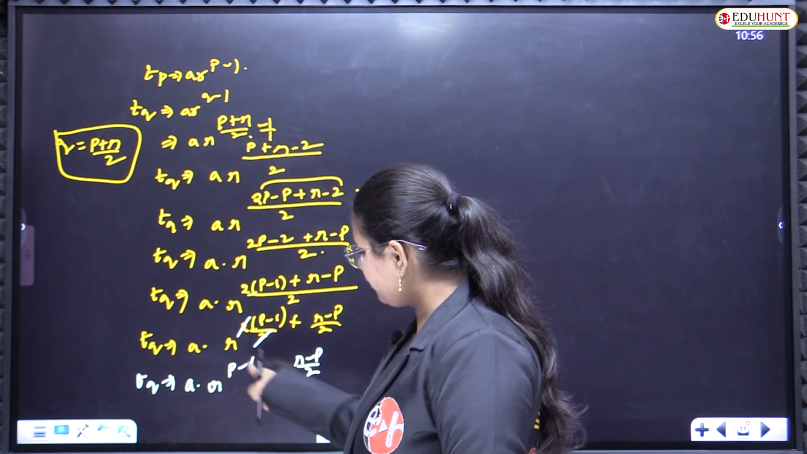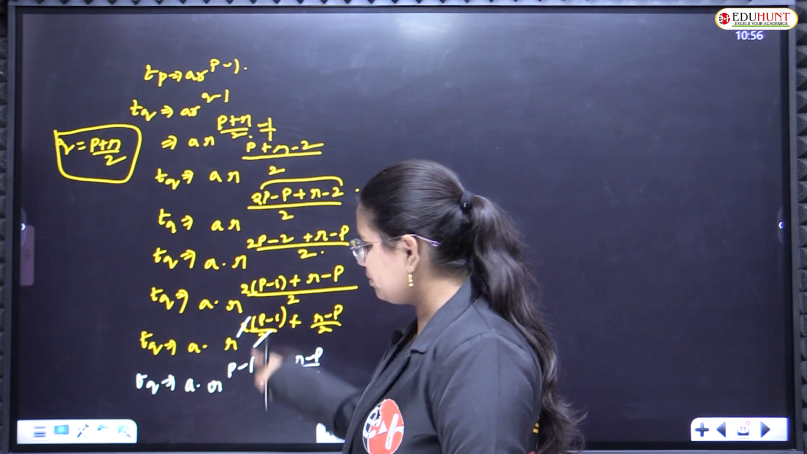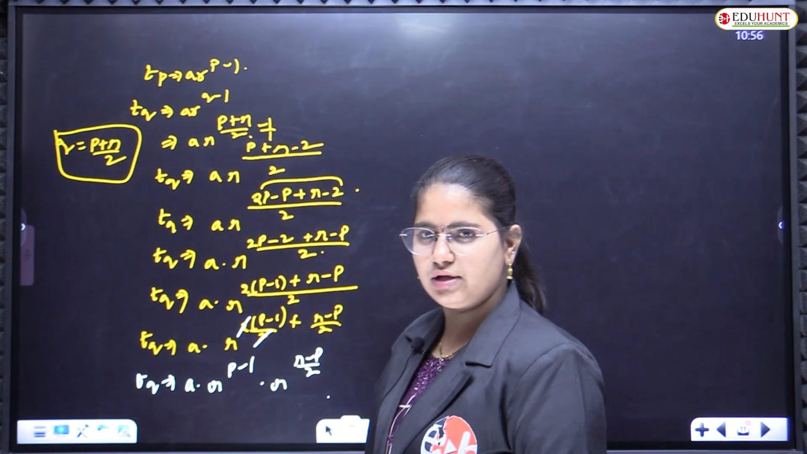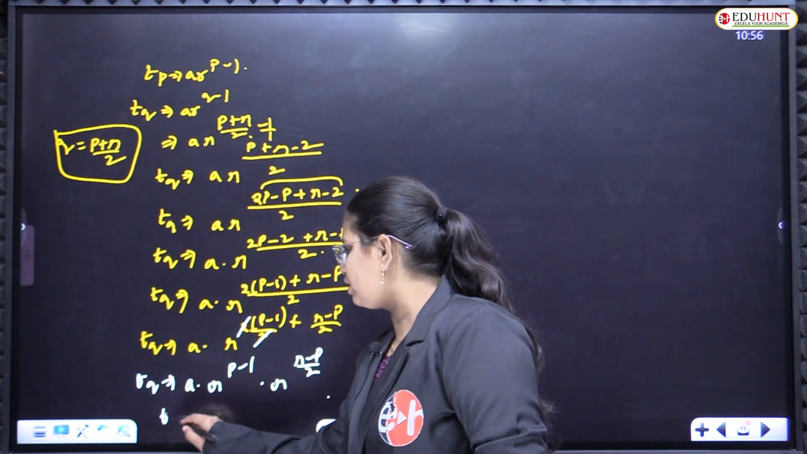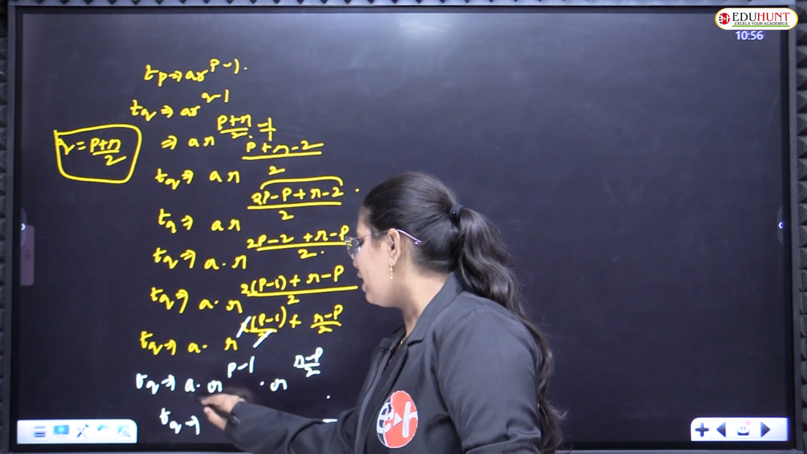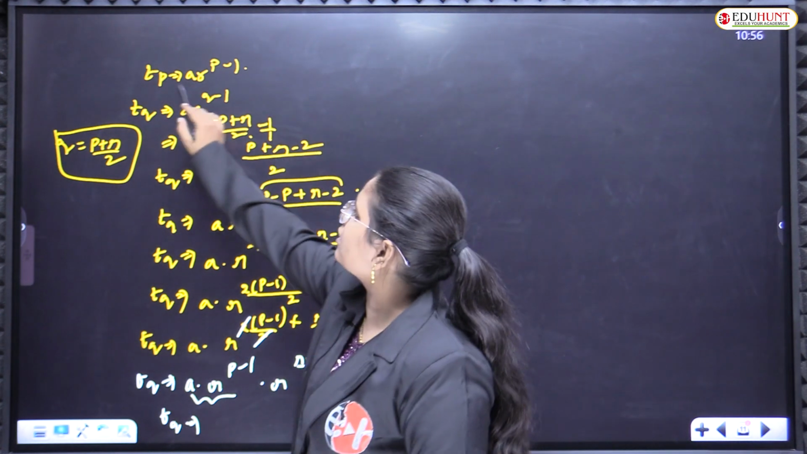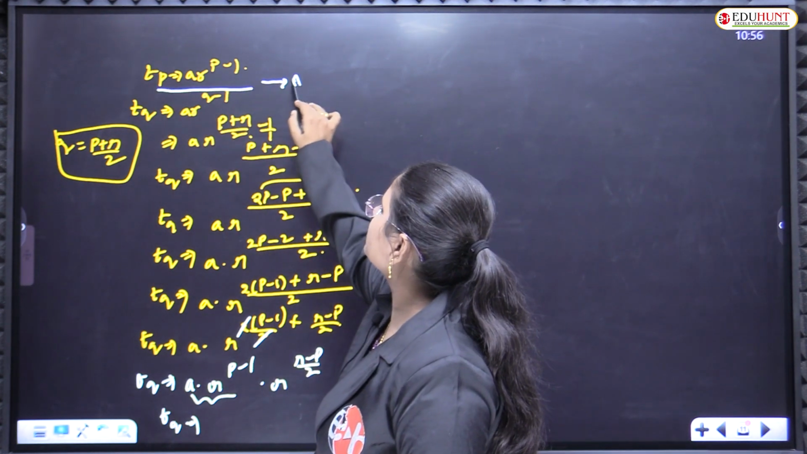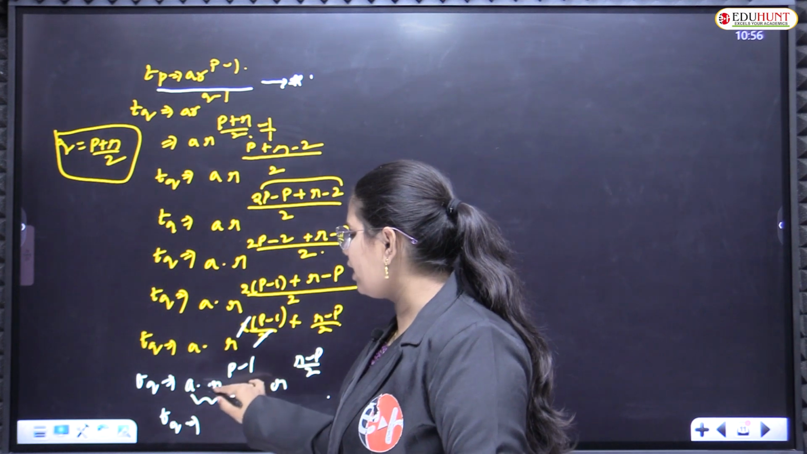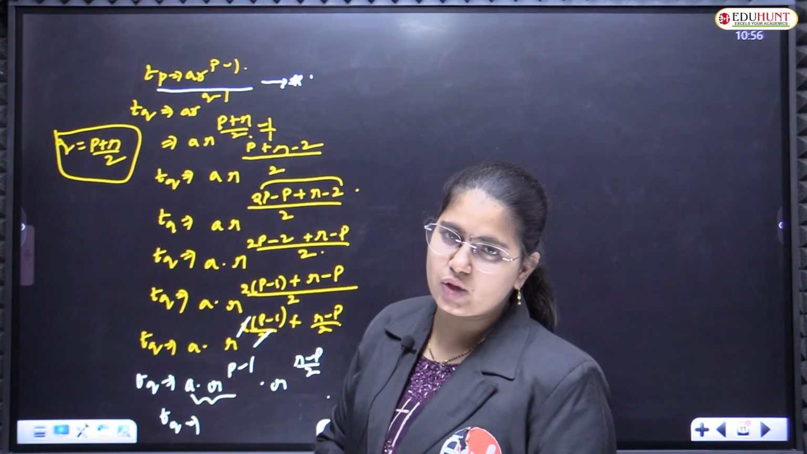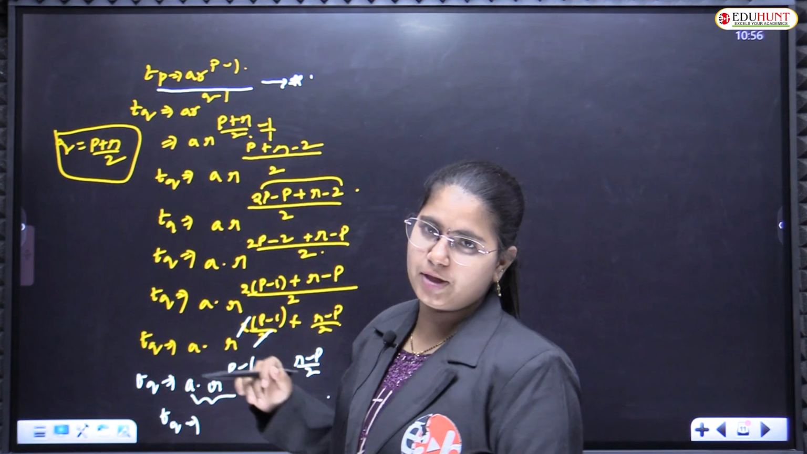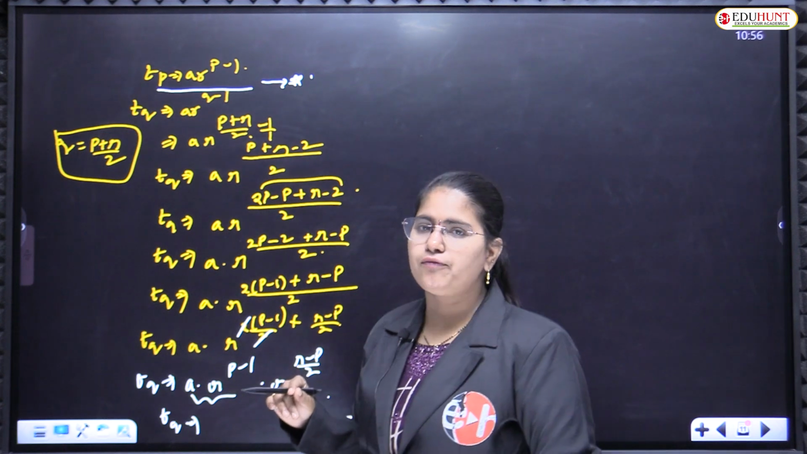Correct? A power of m into A power of n is A power of m plus n. It is the above step. Can you see here? Right. So TQ is equal to A into R^(P minus 1). What is the value? Let me keep this as a star. From the star, A into R power P minus 1 is the value of TP. Yes or no? It is the value of TP.